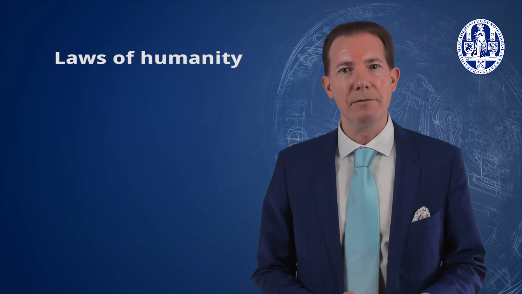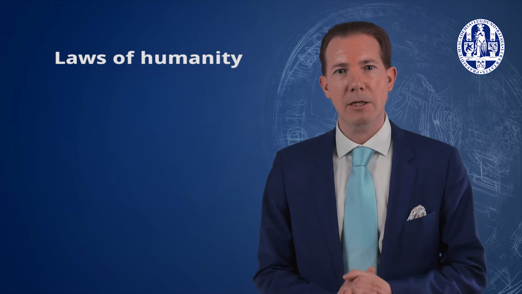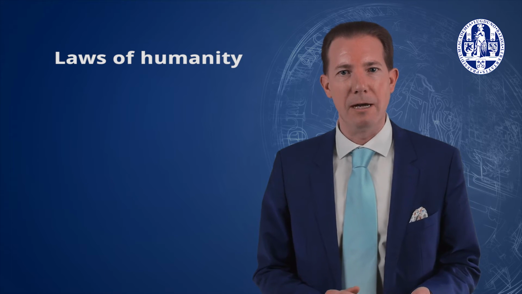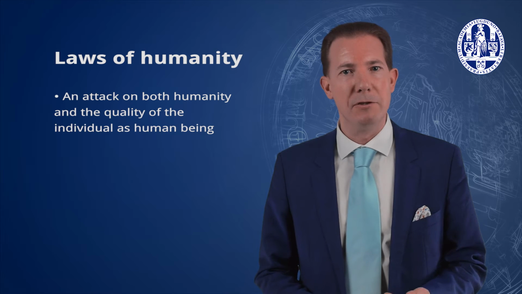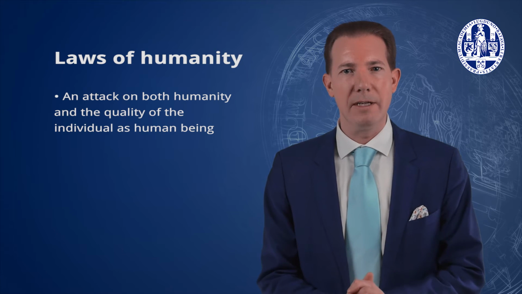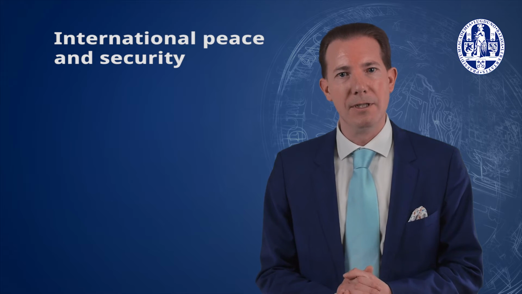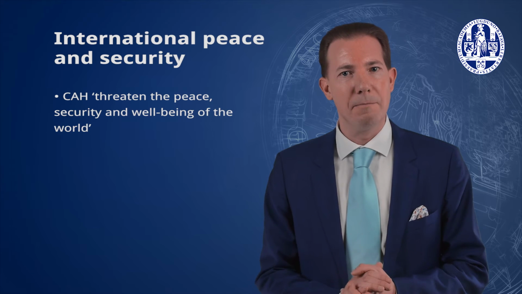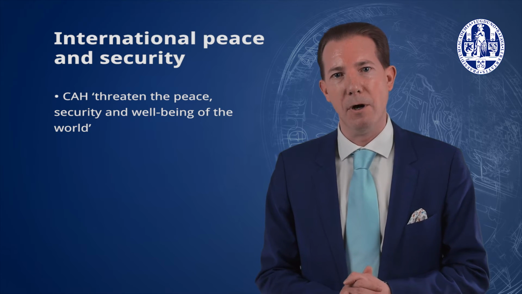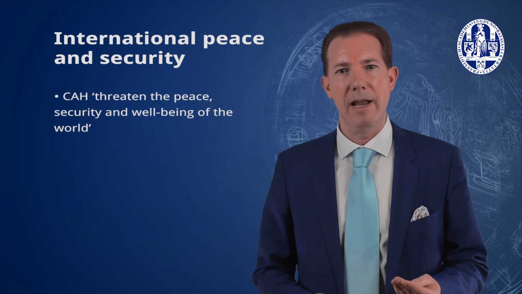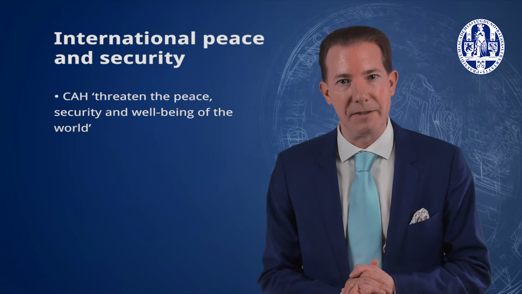There are various normative theories to explain the concept of crimes against humanity. The first one is laws of humanity. According to this theory, crimes against humanity are international crimes because they present an attack on both humanity and the quality of the individual as human being. A second theory relies on the link to international peace and security. It argues that crimes against humanity are international offences since they threaten the peace, security and well-being of the world. This justification is reflected in the Nuremberg and ICTY definitions.